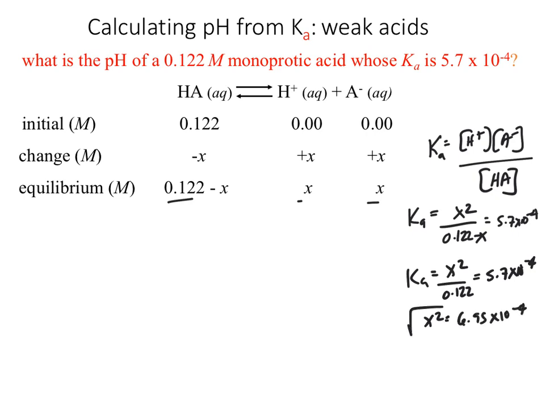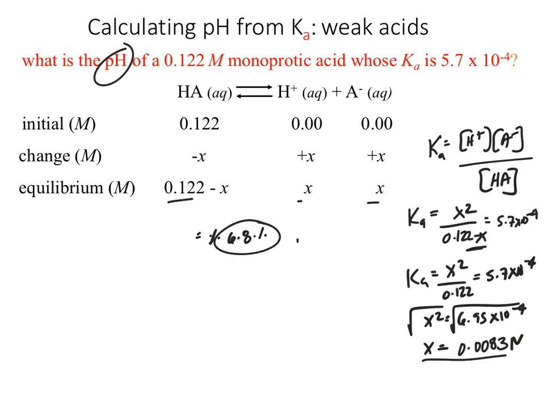Okay, and we're going to take the square root of both sides so we can get x all by itself, which will be 0.0083 molar. Now, because we dropped x, before we solve for our pH, we want to make sure that the assumption that we just made with the dropping of the x here was acceptable. So if we do our percentage check, what we find out is that our percent error associated with this problem, or the dropping of the x, is going to be equal to 6.8%.